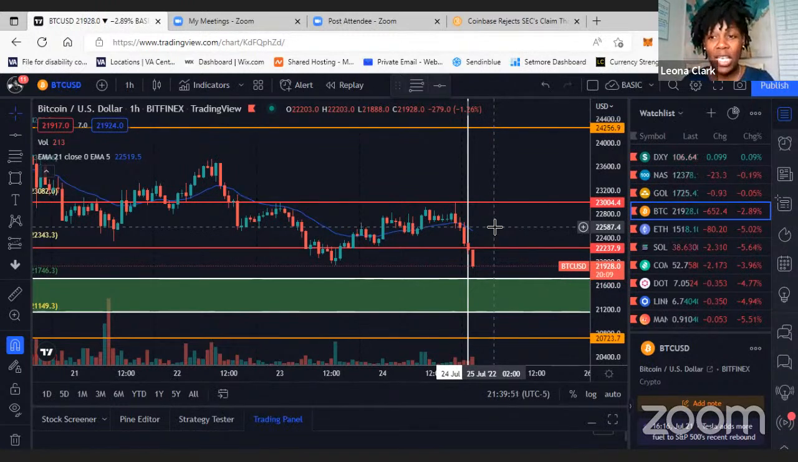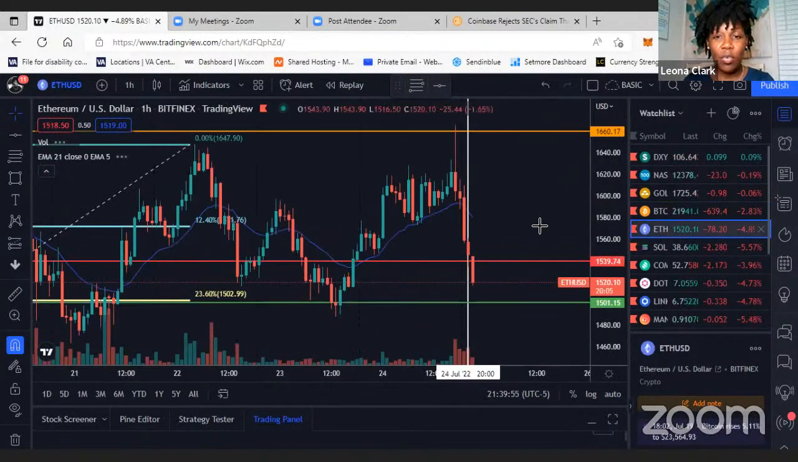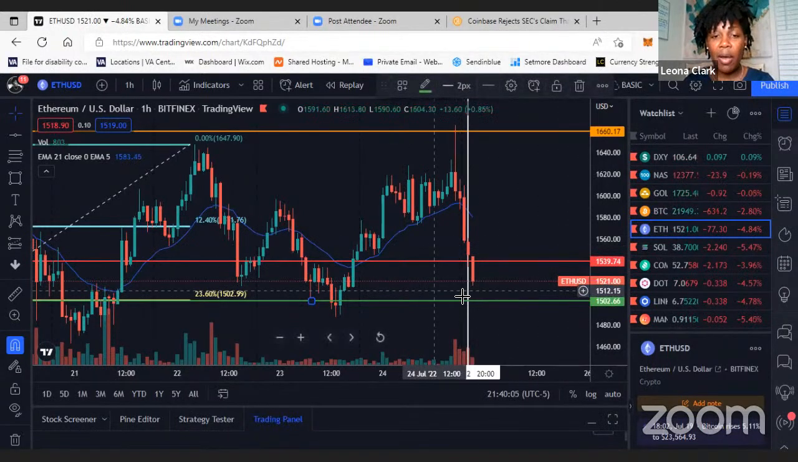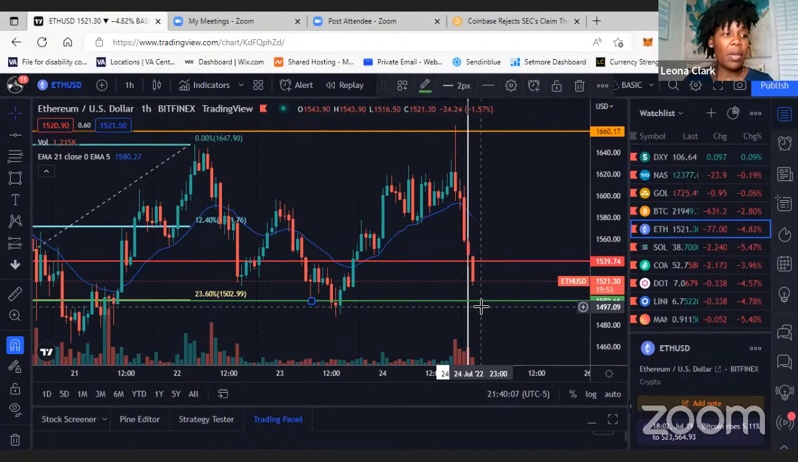So with that, because I don't have any questions, that's what I'm going to leave y'all with. Bitcoin is heading to take profit 1. ETH is, of course, heading to take profit 1. I don't know why this moved. There we go. But yeah, ETH is heading to take profit 1. Put your stop in the profit.